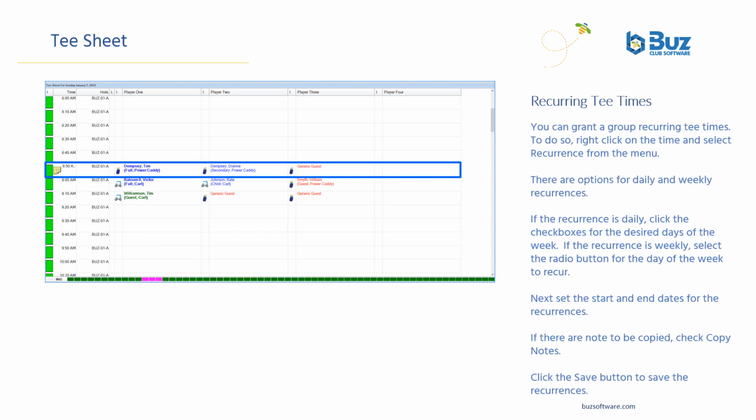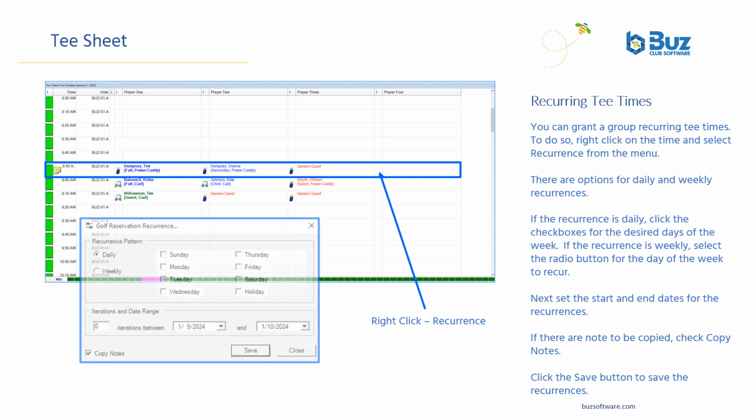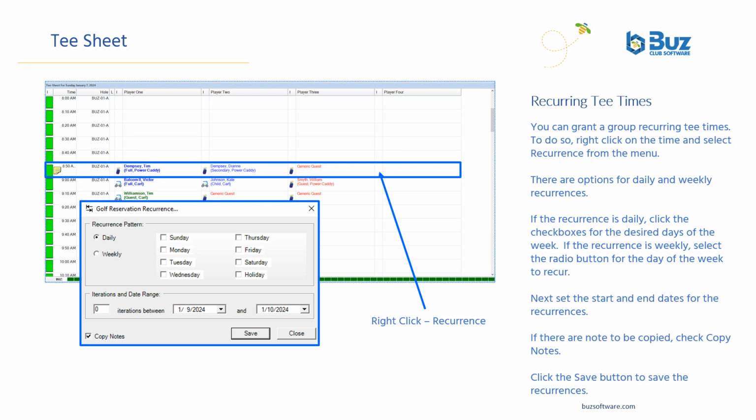Recurring tee times. You can grant a group recurring tee times. To do so, right-click on the time and select Recurrence from the menu. There are options for daily and weekly recurrences. If the recurrence is daily, click the checkboxes for the desired days of the week. If the recurrence is weekly, select the radio button for the day of the week to recur. Next, set the start and end dates for the recurrences. If there are notes to be copied, check Copy Notes. Click the Save button to save the recurrences.